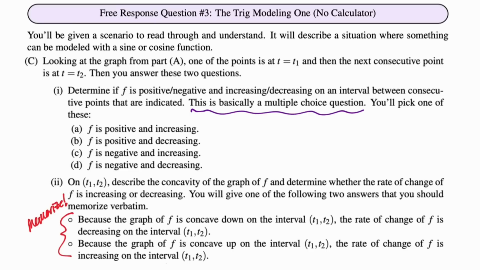Definitely memorize these. Because the graph of f is concave down on the interval from t1 to t2, the rate of change of f is decreasing, or because the graph of f is concave up on the interval, the rate of change of f is increasing. That's it. It's great if you understand it, but for the purpose of the AP exam, if you find yourself writing concave down, you better say that the rate is decreasing. And if you find yourself writing concave up, you better say the rate is increasing. Like, you just got to do it.